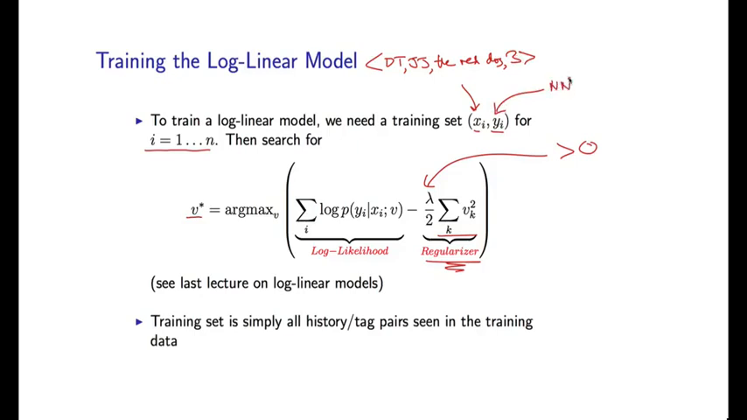So we can take our training examples, our tagged sentences, and for every position in our training examples we can extract a history, we can extract a tag, and we can use those history-tag pairs as the training examples for training the parameters of a log linear model.